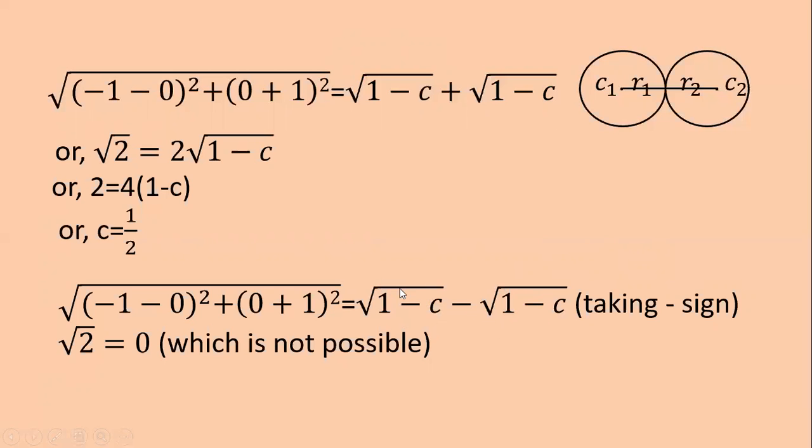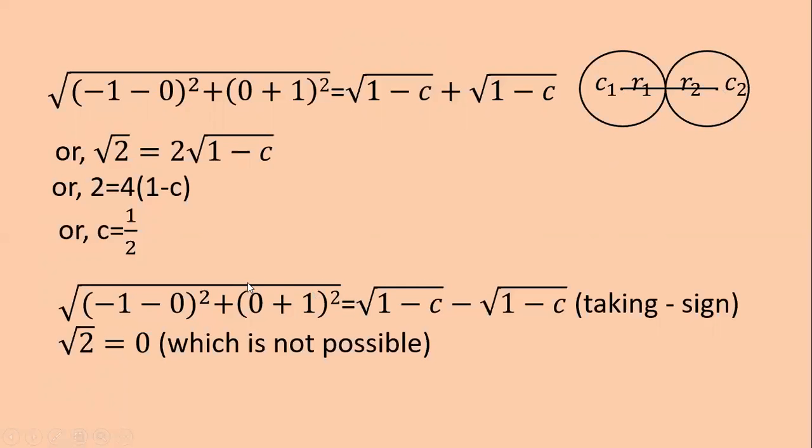This 0 means the distance between these two centers is also 0, but that cannot happen because C1 and C2 are completely different points, as it is (-1, 0) and (0, -1). So definitely C1 and C2 have a distance. But here, if we subtract, we get 0. So a distance that exists cannot be 0.